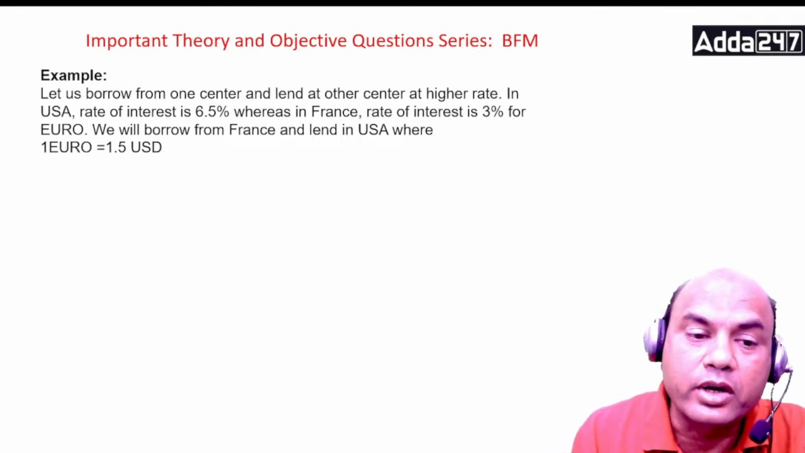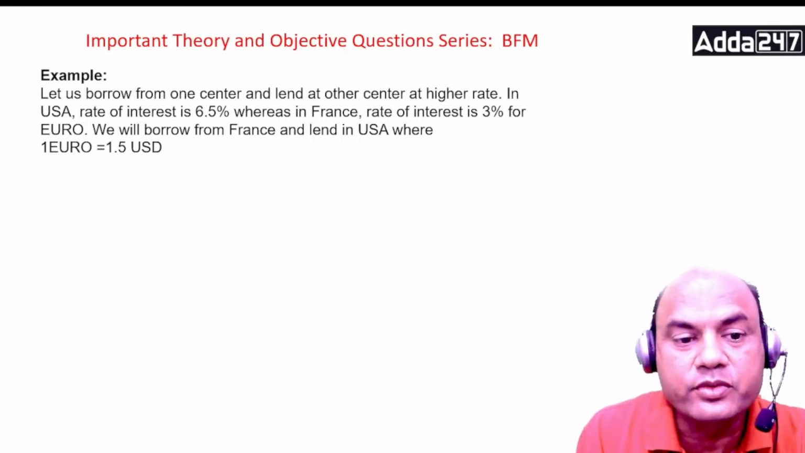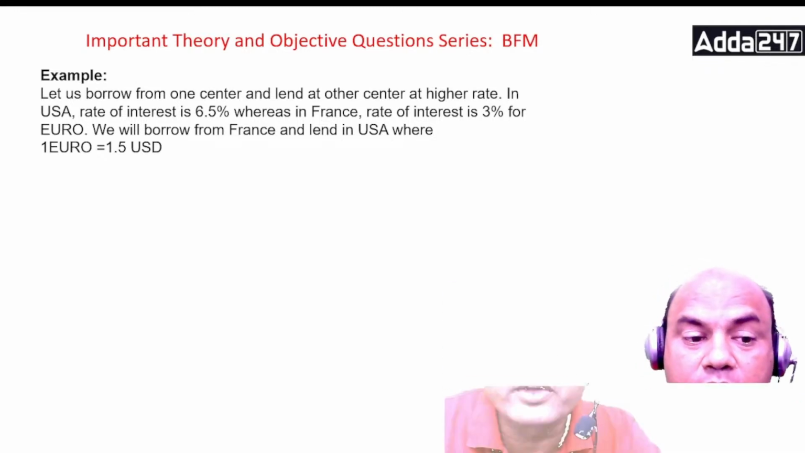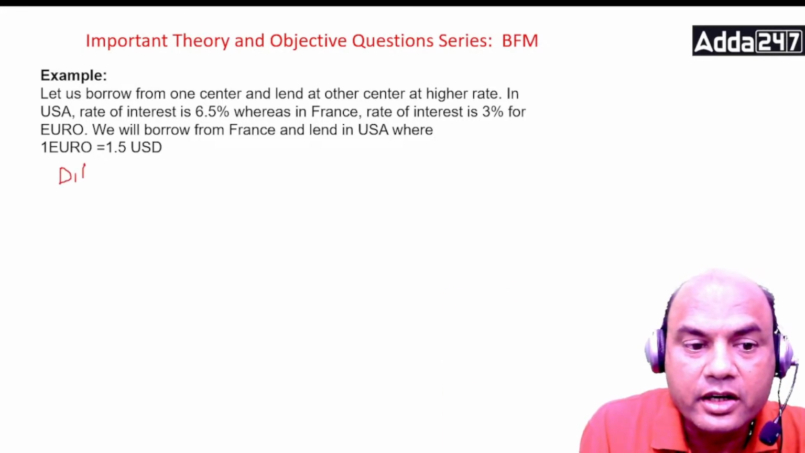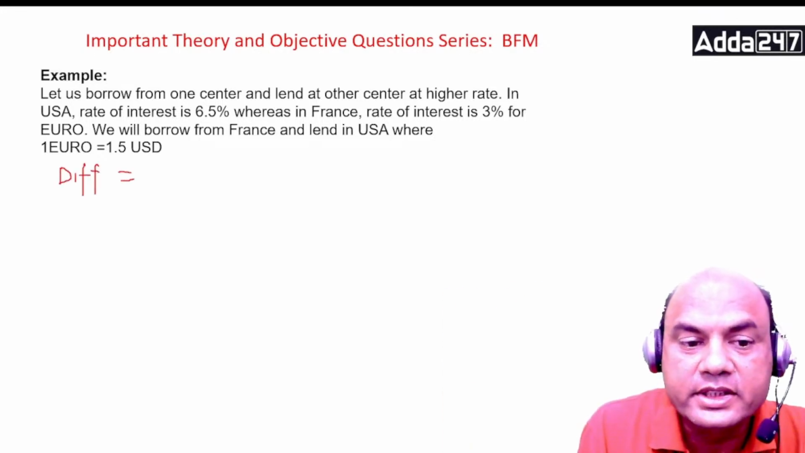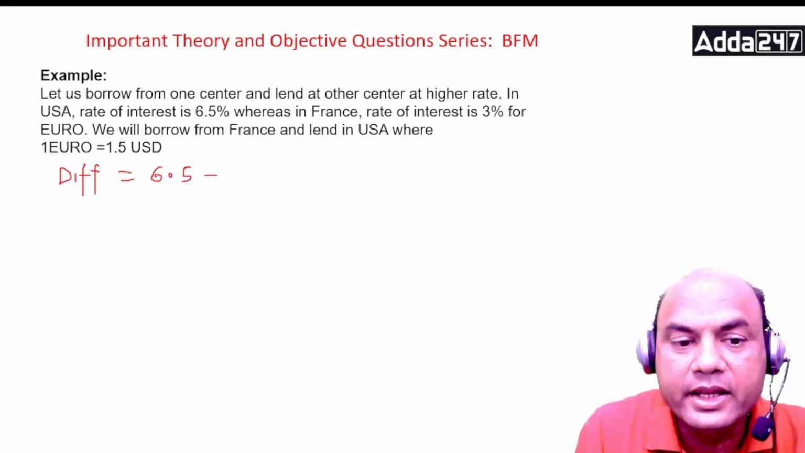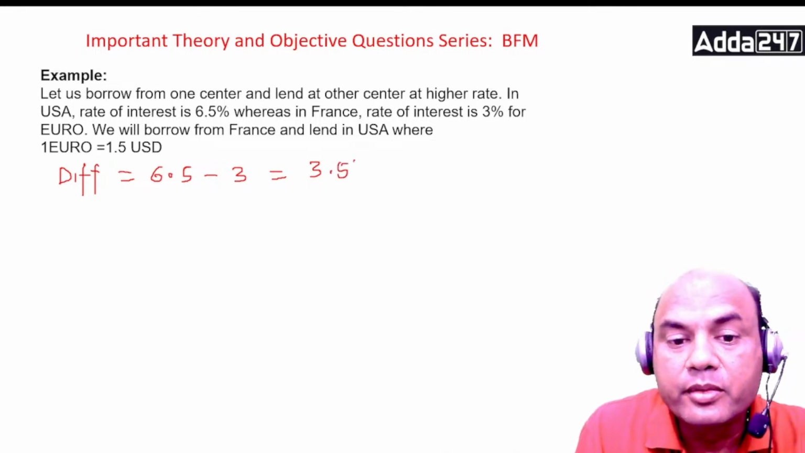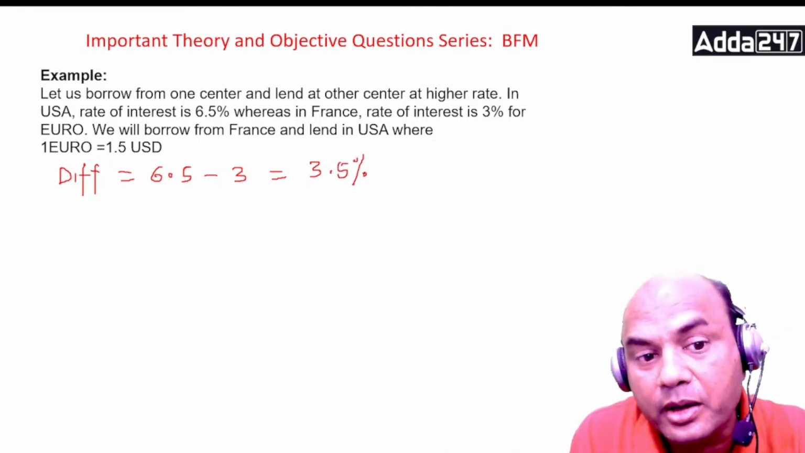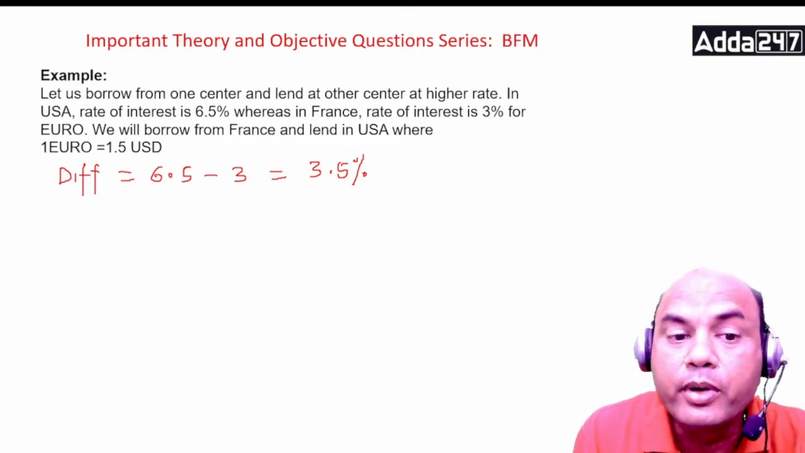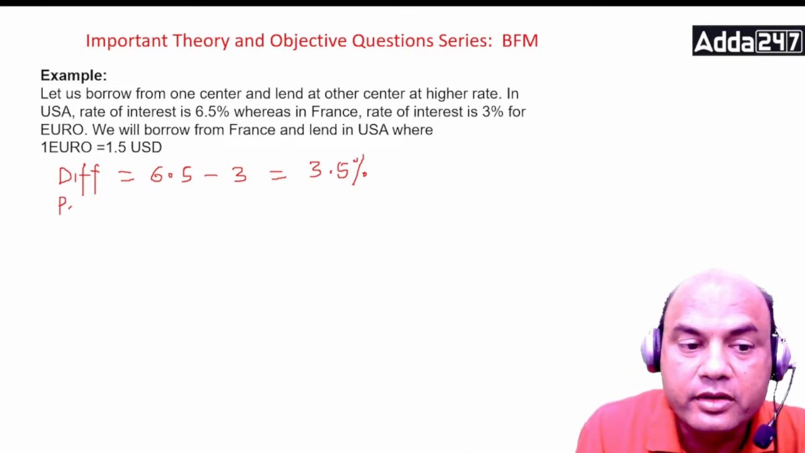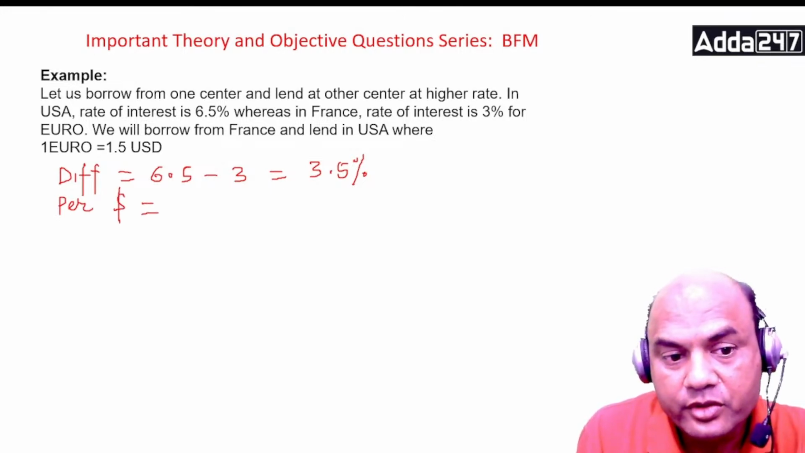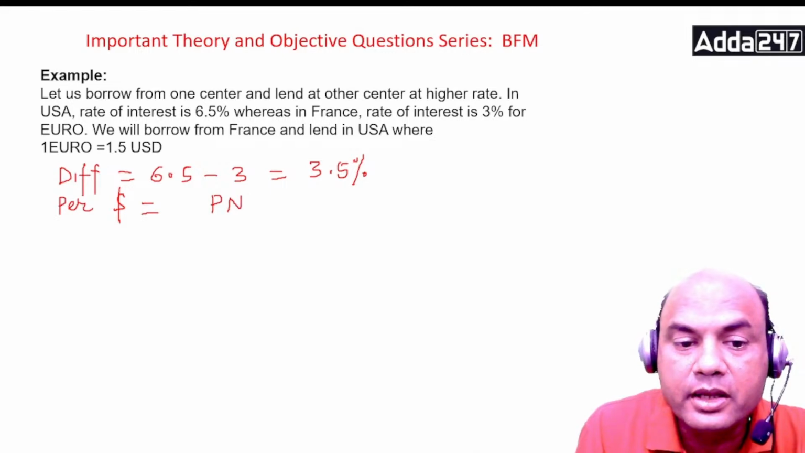But the real question is whatever I earned. Earning equals the difference. What is the difference then? The rate in USA, 6.5% minus 3%, so it is 3.5. This is what I have earned. Now this is in percentage, but what is the actual amount I have earned? Per dollar, how much will I earn? It is PNR upon 100.